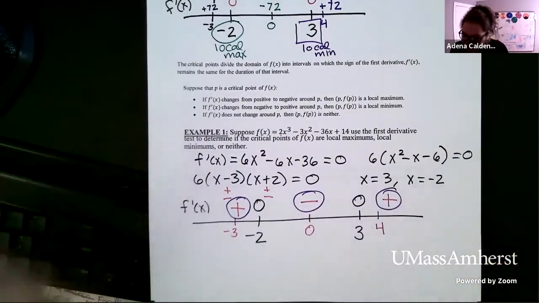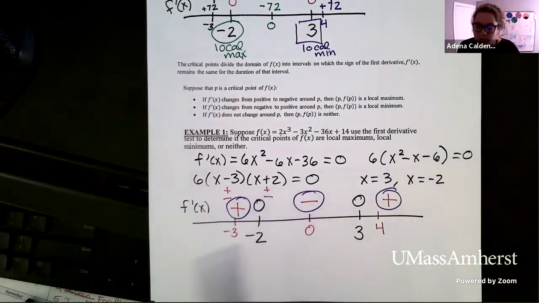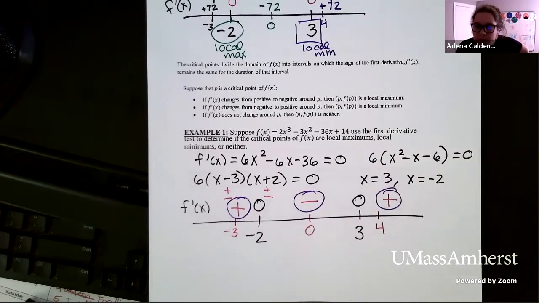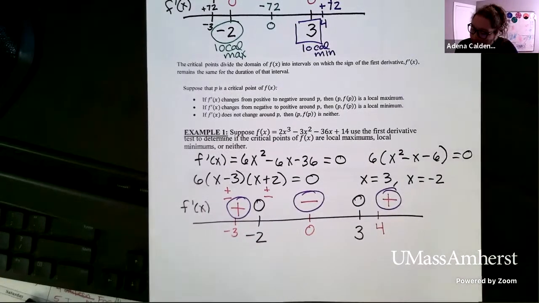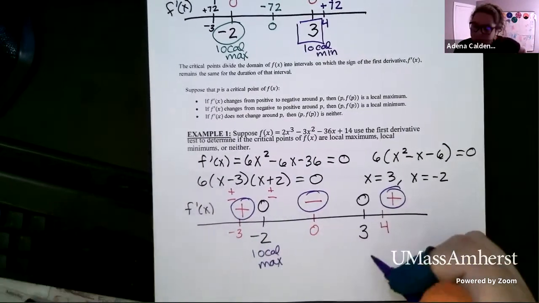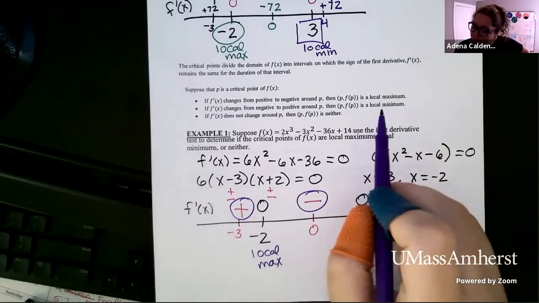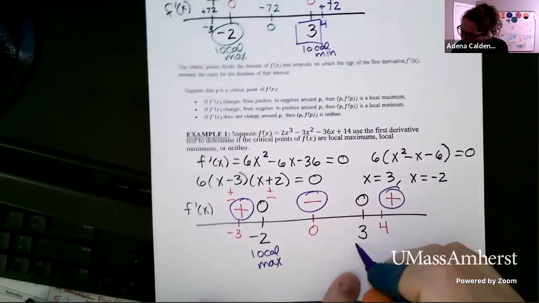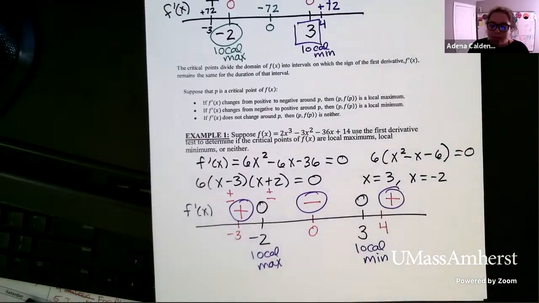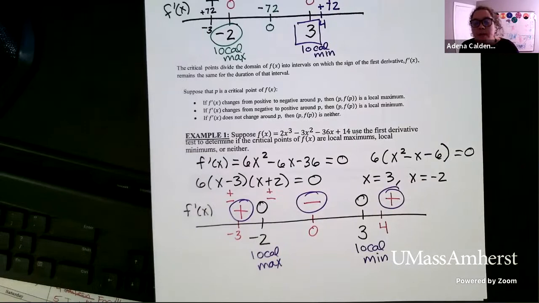It's up to you. And now again, we're interested in how our signs change around the critical point. So my critical point of negative 2, I go from positive to negative. If I go from positive to negative, I have a local max. And at positive 3, if I go from left to right, my derivative goes from negative to positive. If I go from negative to positive, I have a local min. Okay. So that's the algebraic version of the first derivative test. So if you have a function, that's the process.